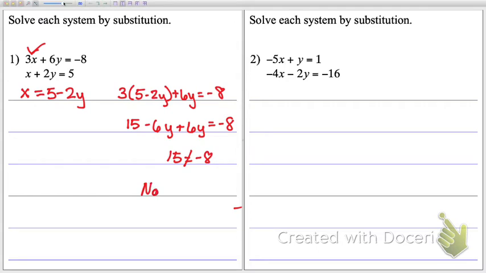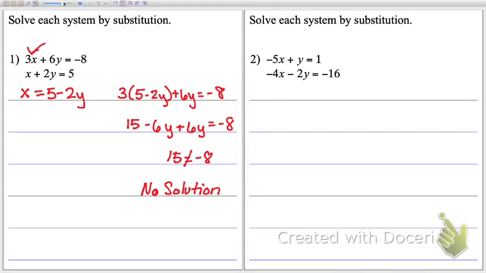Why is it no solution? Because 15 doesn't equal negative 8. Why not? Because it's a number. What's it missing? X. A variable. It's missing a variable. If we don't have a variable, can I do it? No.